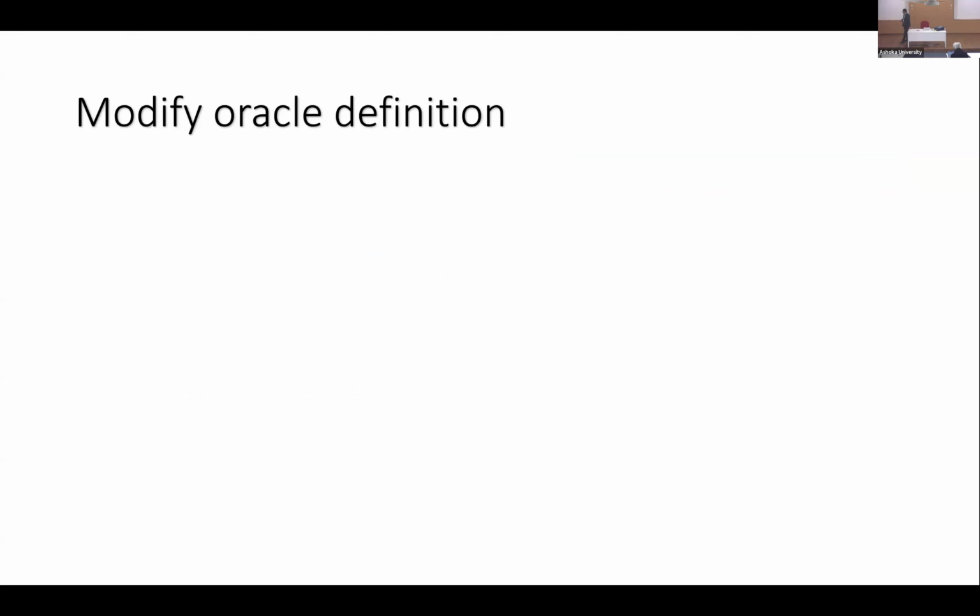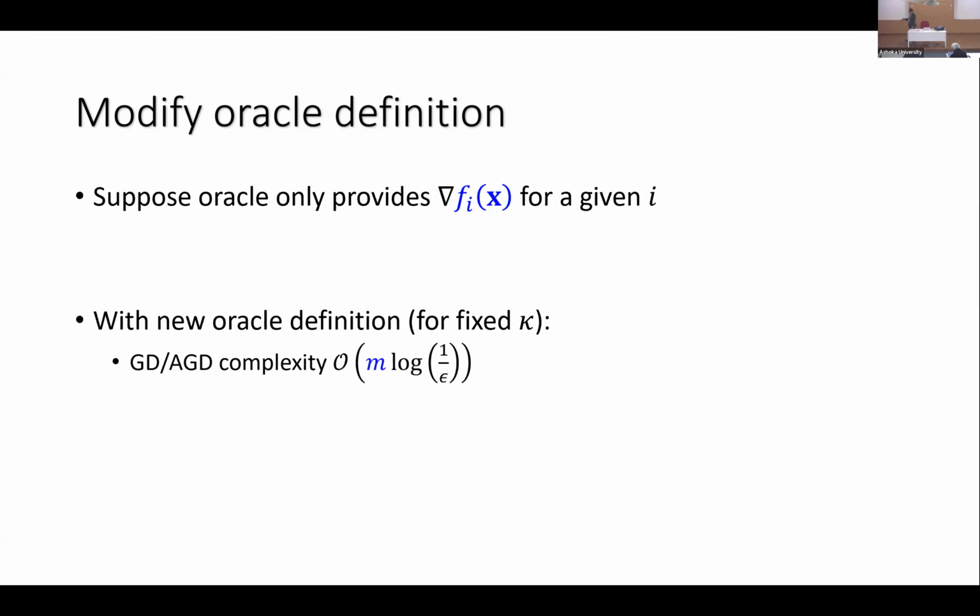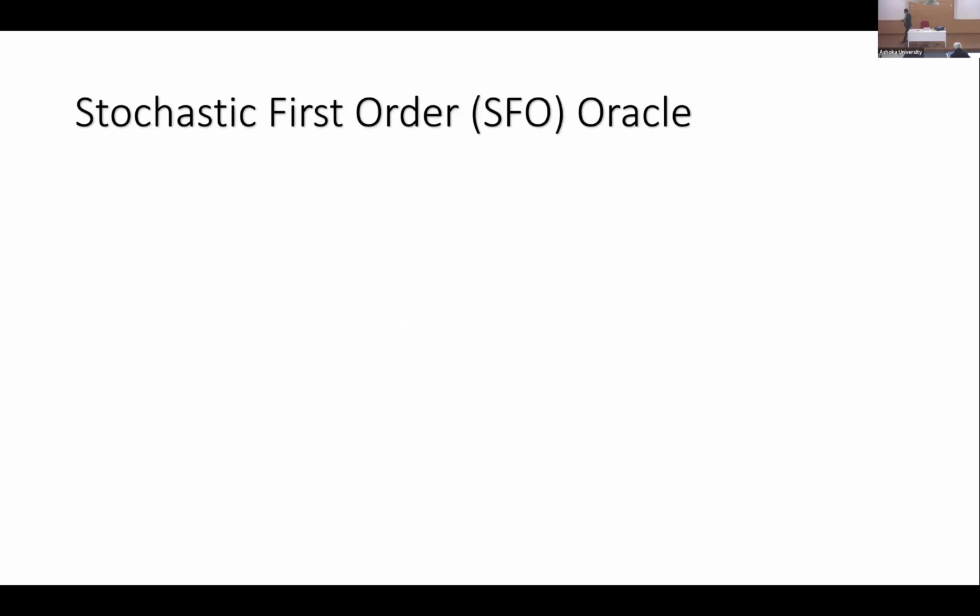So let's first of all modify the Oracle definition, because the same Oracle definition cannot work. We cannot get the gradient of the whole function, the average over the whole data set, in one go. That would be too much. So let's say that the Oracle only provides the gradient of one data point at every step, for a given I. Right. So with the new definition, the complexity would be m by epsilon square or log 1 by epsilon under some other assumptions. So complexity should not depend on m. That's what we are going for.